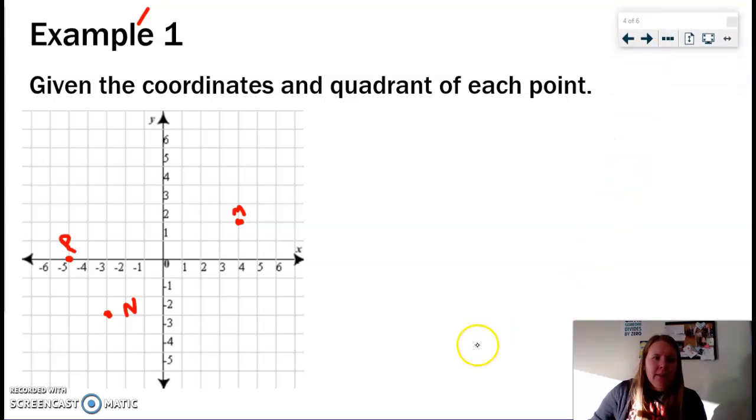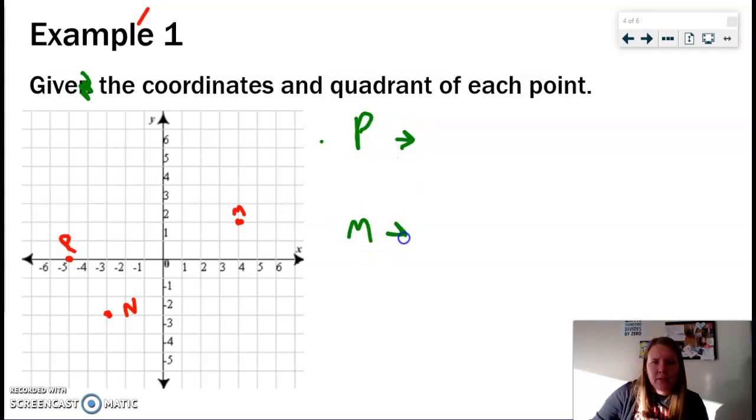Alrighty, so our first example says, given the coordinates, I think I wrote the directions wrong. Give the coordinates and quadrant for each point. So we need to figure out where these points are. So I'm just going to start writing them. Okay, here's P, here's M, and it looks like we also have N.